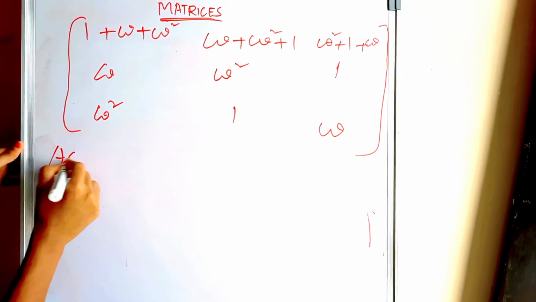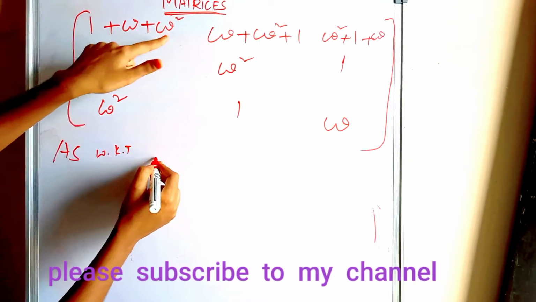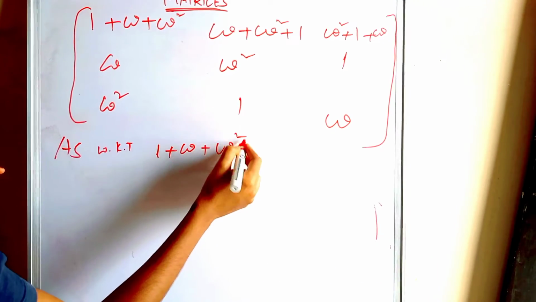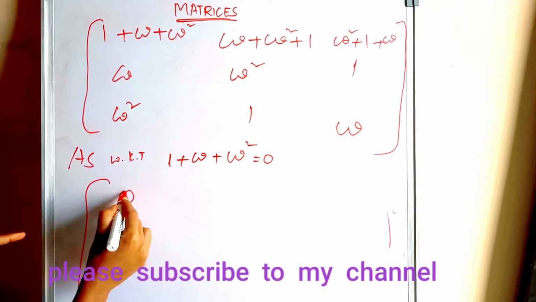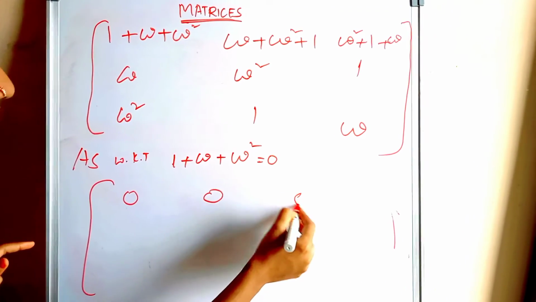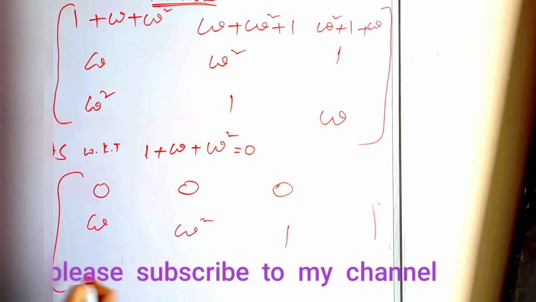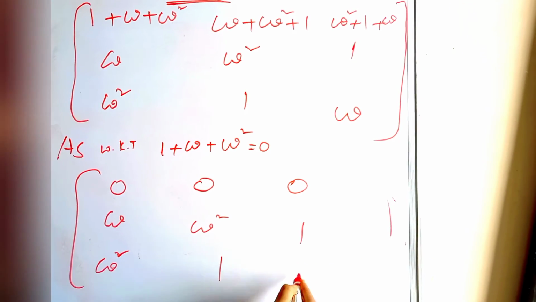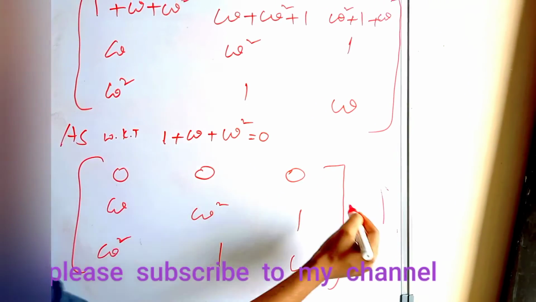As we know that 1 plus omega square plus omega is equal to 0. Substitute above 0, 0, 0, omega square, 1, omega square, 1, omega equal to 0. Hence proved.